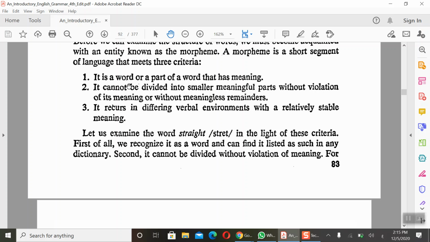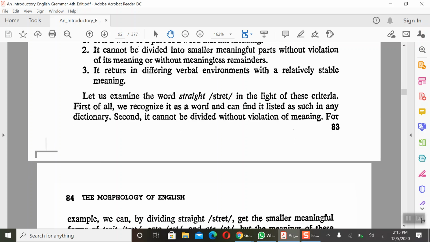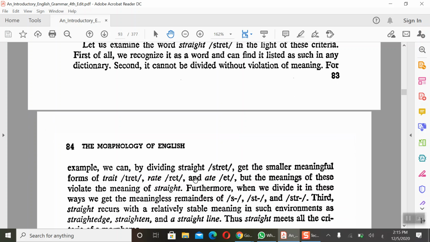The second, it cannot be divided. If we want to divide straight, cut it, it cannot be divided without violation of meaning. So if we want to divide it, it will lose its meaning. For example, by dividing straight, we will get trait. Go to your dictionary and check the meaning of the word trait. Are the words trait, rate, ate similar to straight? No.